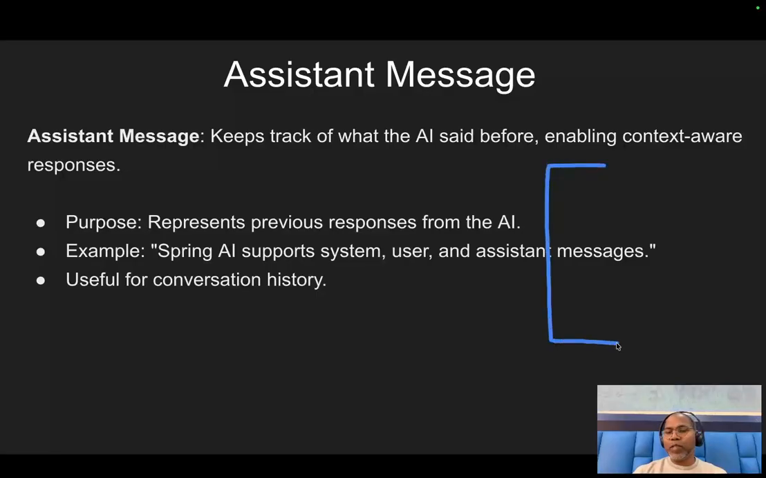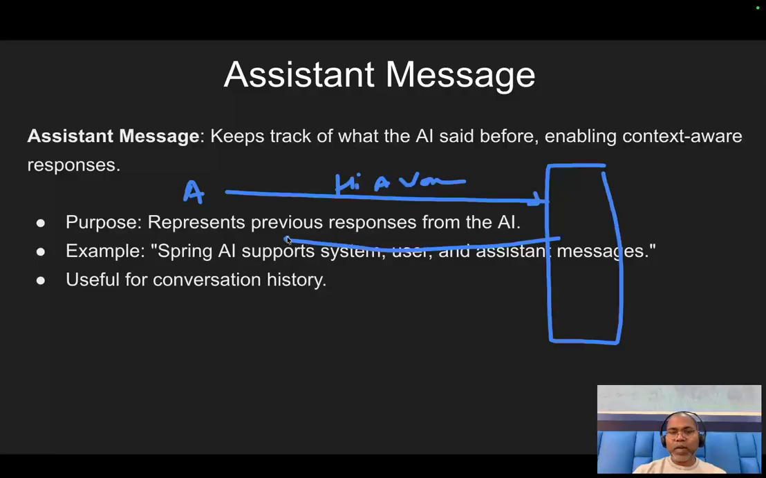So what happens: your application says, hello, I am John. It responds, hi John, how are you? So this is message one and this is response two. The next time you ask, what is my name? It says, I don't know your name, because the LLM is stateless. It is not aware of anything from your previous response.